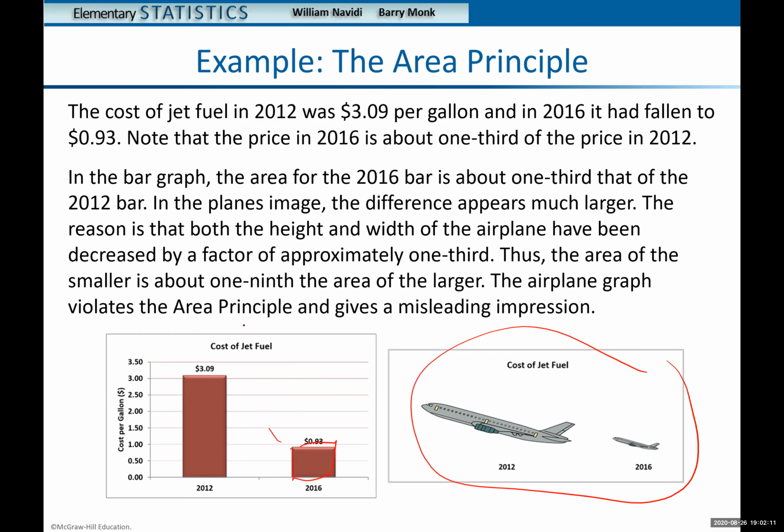Because based on our bar graph here, 2016 should be 1/3 of 2012, right? But this small airplane here is not 1/3 of this. Do you agree? So that's why this is misleading. So don't do that. You can do this with airplanes, but make sure that if you show here that it's like 1/3, your smaller plane is also like 1/3 of the area of this airplane.